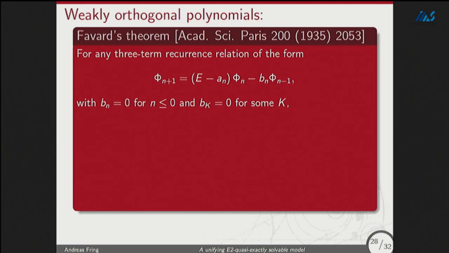So we heard the comment, these are orthogonal polynomials. Well, they're weakly orthogonal. And this goes all back to a very old paper, 80 years. And what you need is to get weakly orthogonal polynomials.